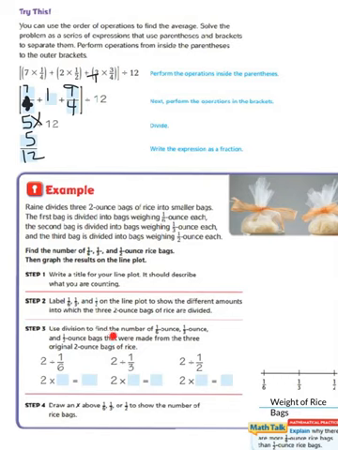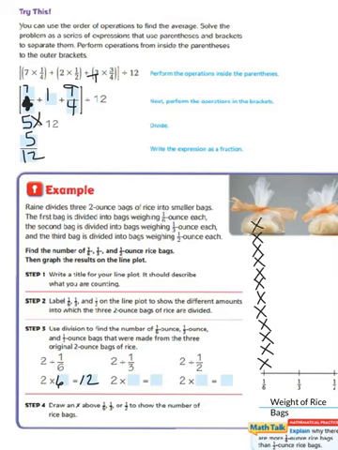It says use division to find the number of 1/6 ounce, 1/3 ounce, and 1/2 ounce bags that were made from the 3 original 2-ounce bags of rice. So we have 2 divided by 1/6, 2 divided by 1/3, and 2 divided by 1/2. So when we do the inverse operation, we know that that becomes 2 times 6 equals 12. So we know that there were 12 1/6 ounce bags. So 1, 2, 3, 4, 5, 6, 7, 8, 9, 10, 11, 12.